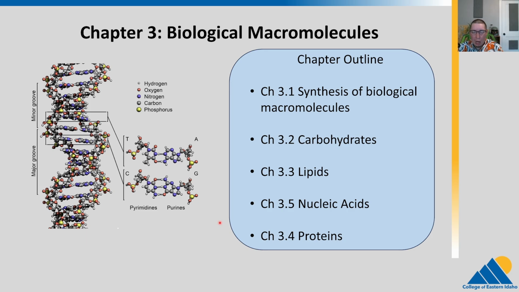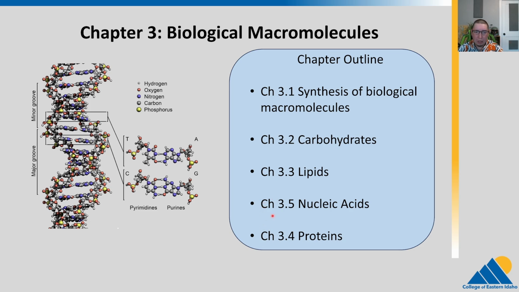But remember that our main takeaway here is that any sort of bond is stored energy. When you break the bond, you release energy. It takes energy to make the bond. So these are the types of molecules that make up most of life. You've probably heard of some of these: carbohydrates, lipids. You might not have heard of nucleic acids and that terminology, but you've probably heard of DNA and RNA.